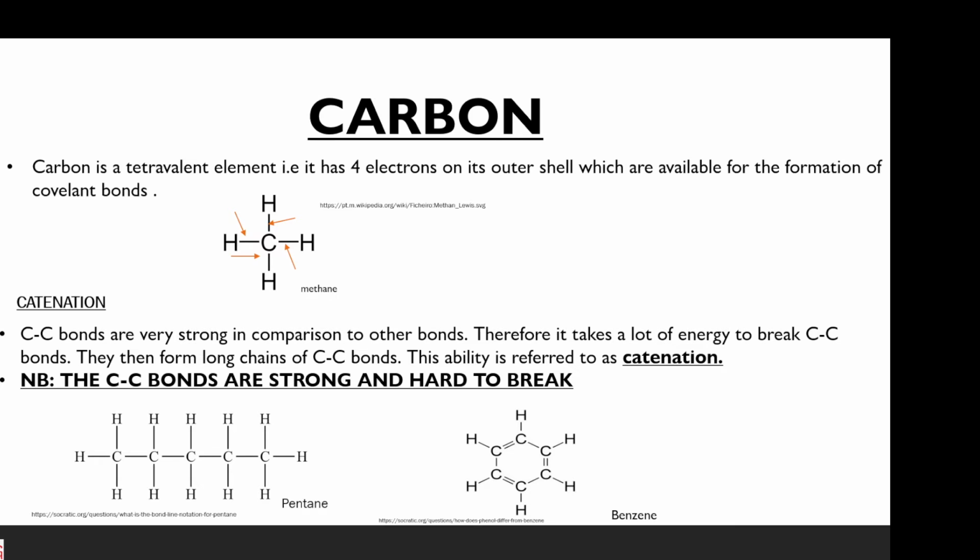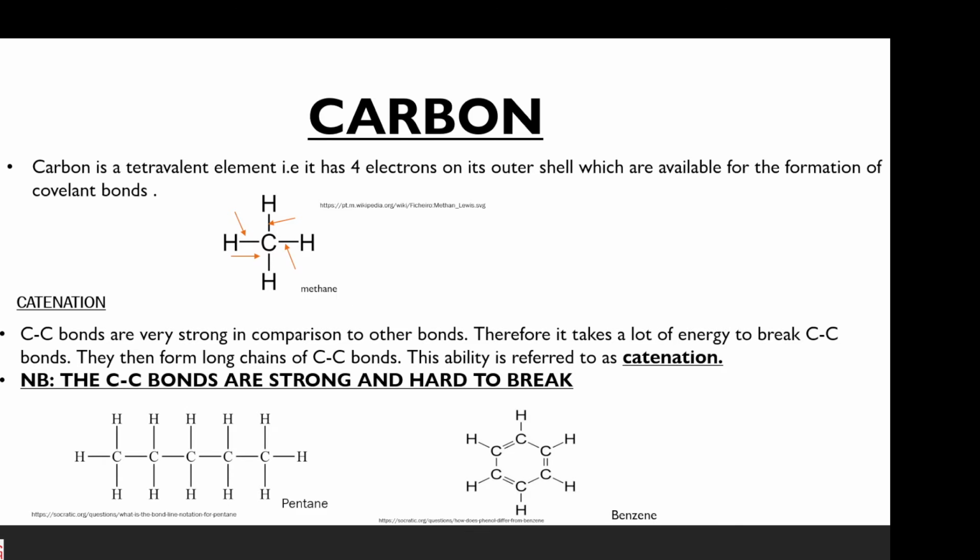All right, so carbon is quite a phenomenal element, in that it has so much that it can do that makes it so good. One of the things that makes carbon phenomenal and so good is the fact that it can perform catenation. Now, catenation is when C to C bonds form long chains.